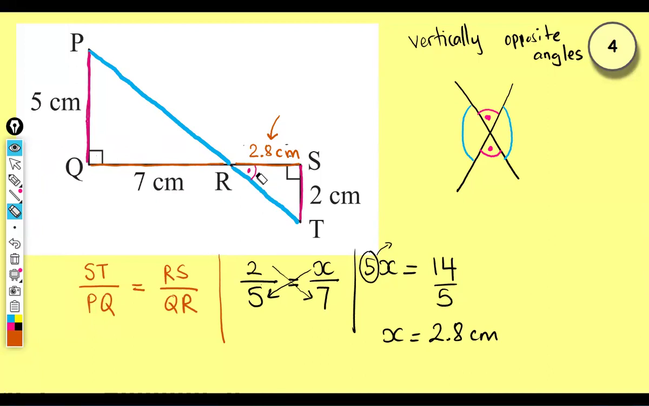Let's say now that I tell you that the area of this larger triangle is 100 centimeters squared. I want you to find the area of the smaller triangle. Let's see you all do this one. I give you the area of the larger one. I want you to find the area of the smaller one now.